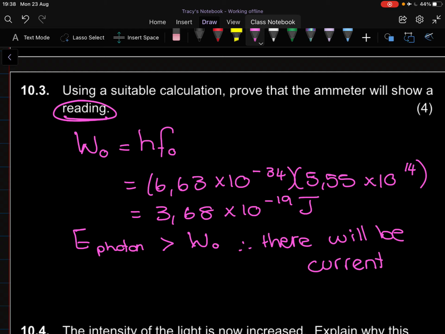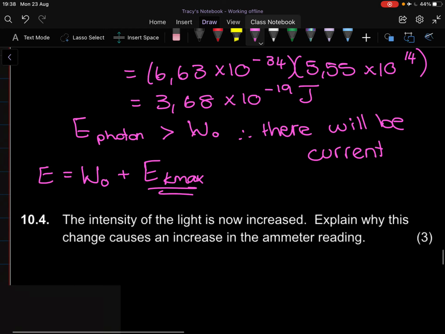We could have also used, and it would be the long way around, this equation, and you could have worked out if there was a kinetic energy or not. If there's a kinetic energy, then we have a current. Either way, it doesn't matter.